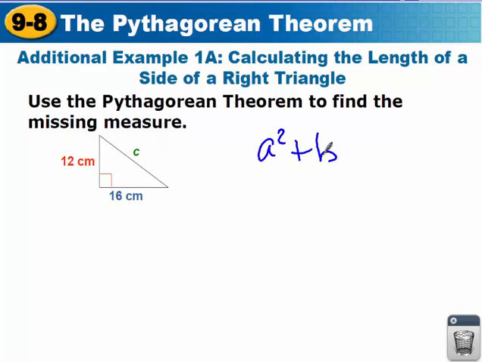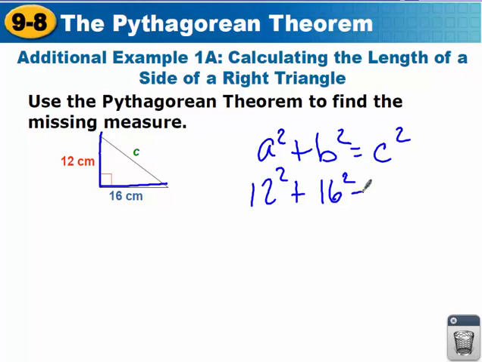A squared plus b squared equals c squared. Okay, now we do our math. So I plug in. I'm going to let this one here be a, and I'm going to plug in my 12 squared. Then I'm going to let the other leg be b, so 16 squared. And that's going to equal c squared.